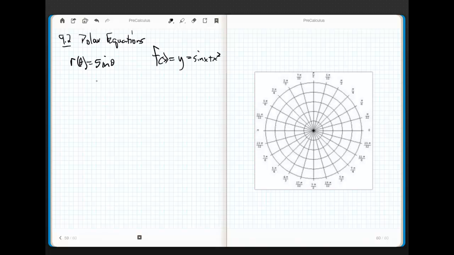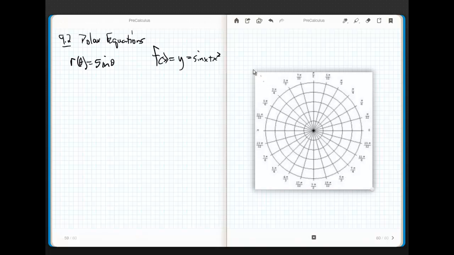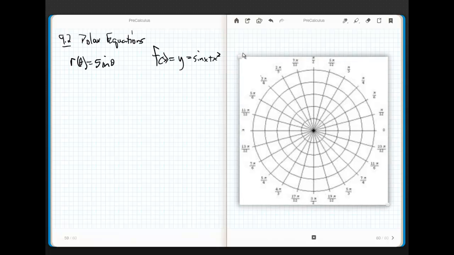All right, so let's see what r of theta equals sine theta looks like. I'm going to graph it over here. I want to make this a little bit bigger. Let's get it nice and big.